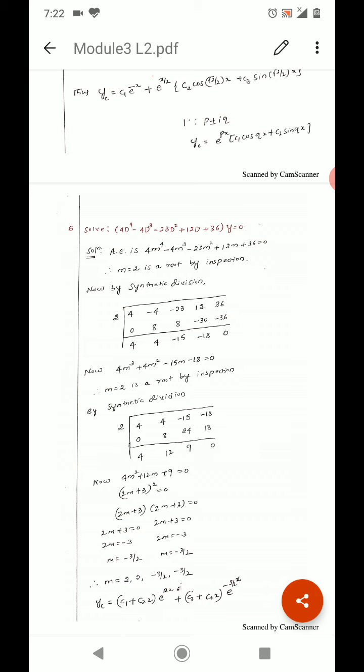So the roots of the given equation are 2, 2, minus 3 by 2 and minus 3 by 2. Here 2 and 2 are real and repeated, and also minus 3 by 2 and minus 3 by 2 are real and repeated. For these roots we have the complementary function y equal to c1 plus c2 x of e power 2x plus c3 plus c4 x of e power minus 3 by 2 x.